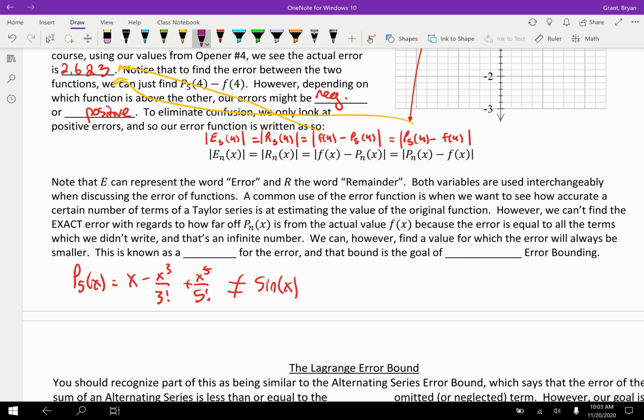It's not equal because I didn't write enough terms. The amount that I'm going to be off by is equal to all of the terms that I didn't write. So my error in this case will be minus x to the 7th over 7 factorial plus x to the 9th over 9 factorial minus x to the 11th over 11 factorial, and so on and so forth.